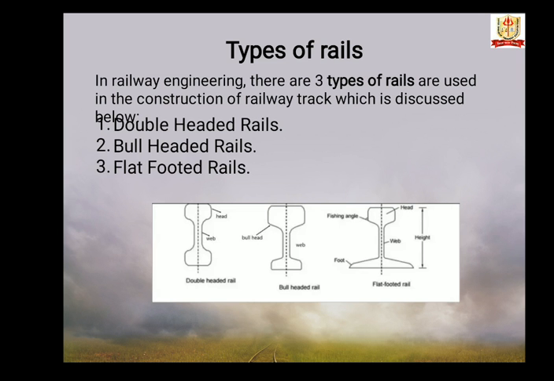In railway engineering, there are three types of rail used in the construction of railway track, which are discussed below. First is double-headed rail, second is bull-headed rail, and third is flat-footed rail.